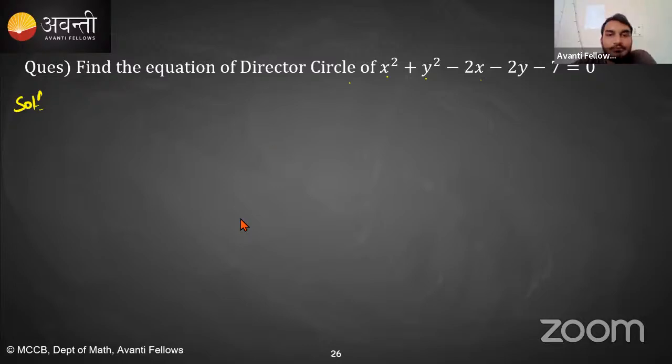Let me know the answer. The question is very simple. Just use the fact that the director circle of any circle is a concentric circle, but its radius is root 2 times the radius of the original circle. That's all. Tell me what is the answer, or you can tell me the radius of the director circle. What radius of the director circle are you getting? Tell me quickly in the chat box, everyone.